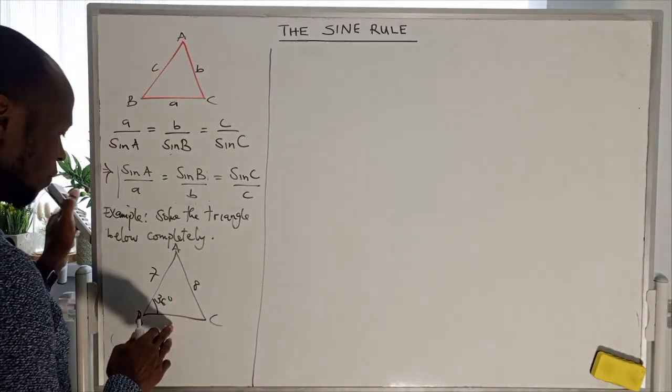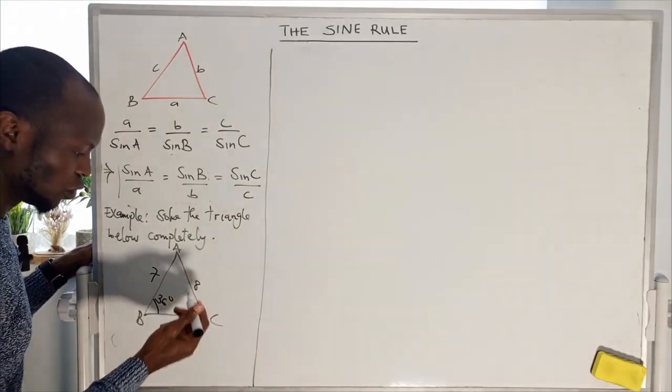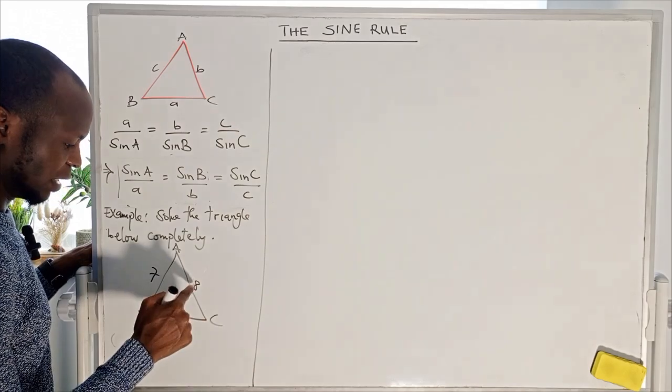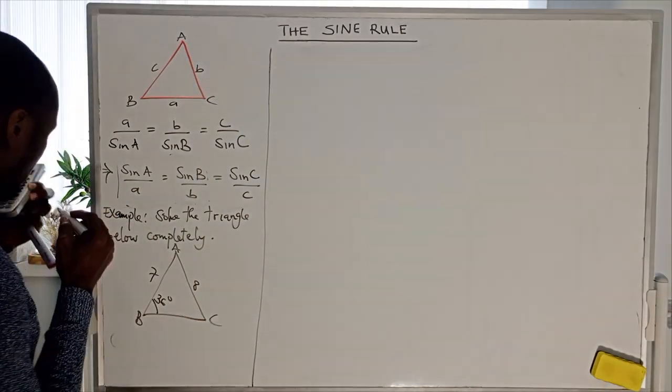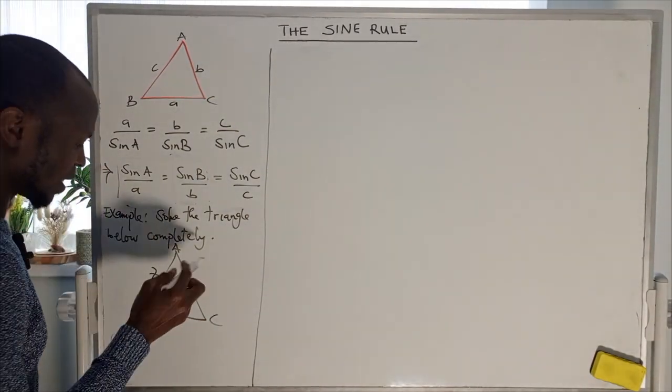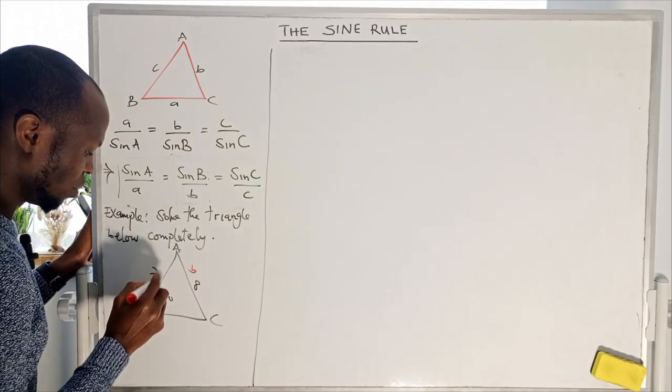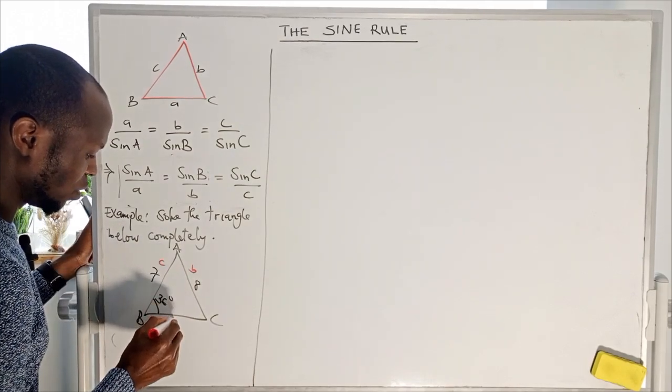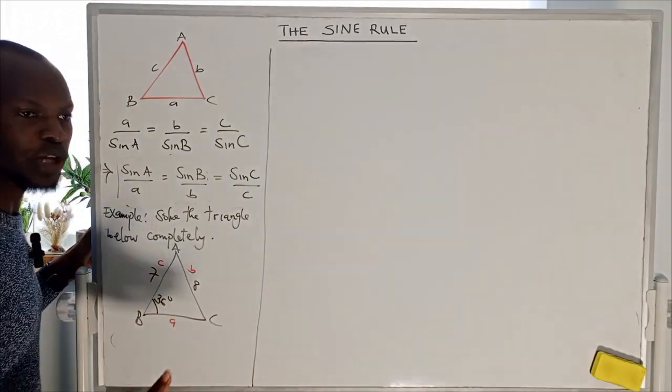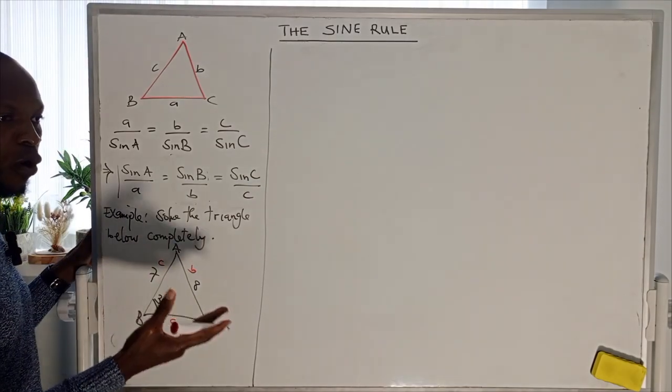The first thing you need to do is to identify your sides. This side will be your side B. This will be your side C. And this will be your side A. Which one should I find first? Is it my angle or whatsoever?